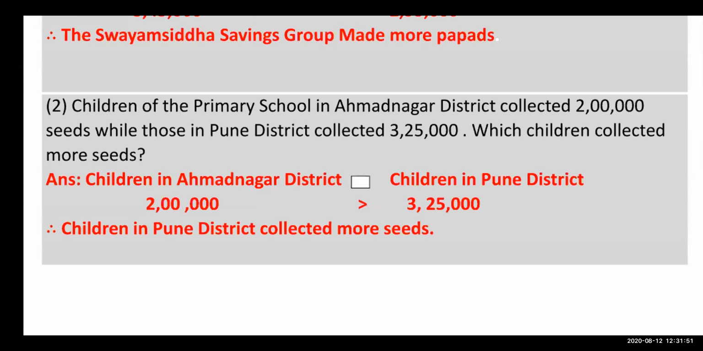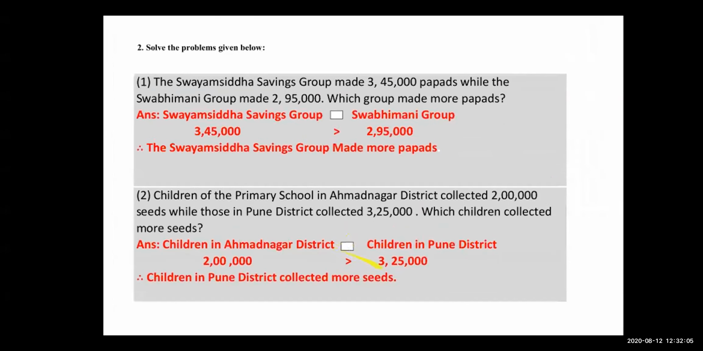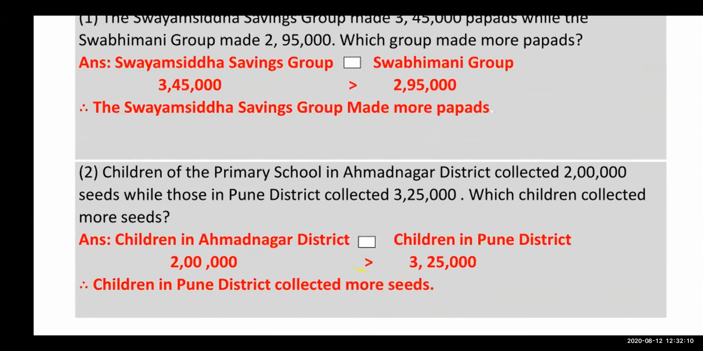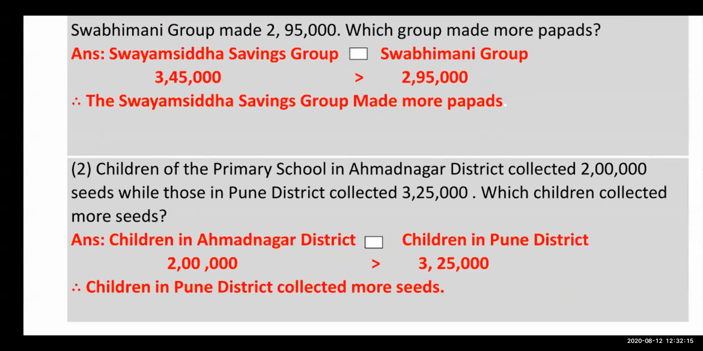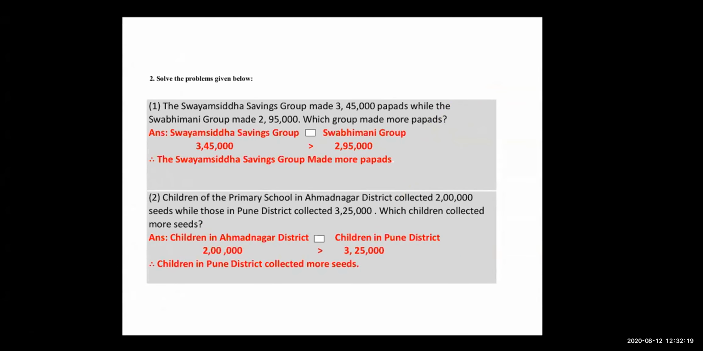3,25,000. So here the question asked which children collected more seeds? So our sign should be this. हमारा sign ऐसे आना चाहिए, but by mistakenly the sign is like this. So the sign will be like this. Okay, which children collected more seeds? Children in Pune district collected more seeds.